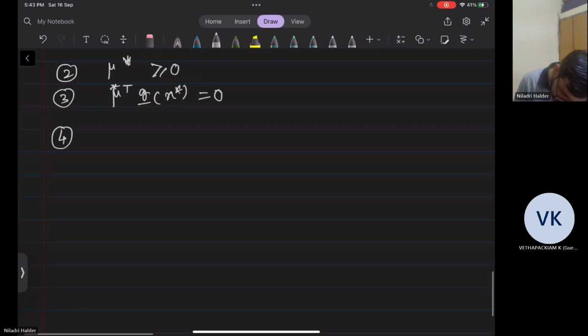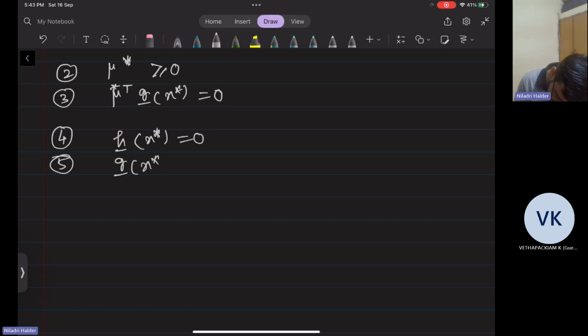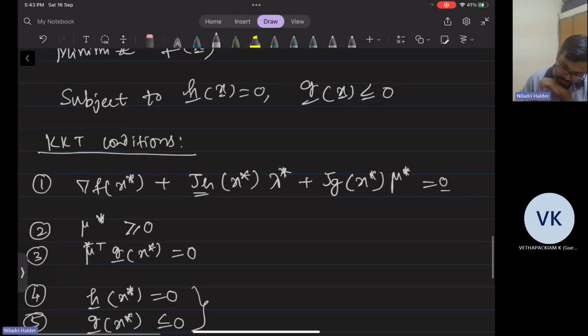Fourth, sorry, h(x*) is equal to 0. And fifth, g of x star is less than or equal to 0. These are the constraints. Okay, this is already constant.